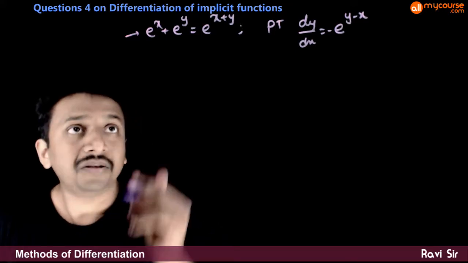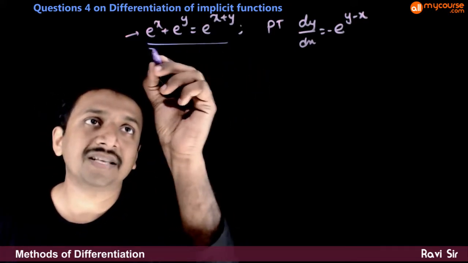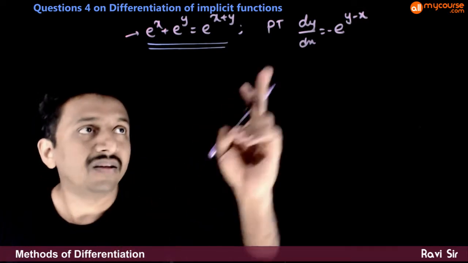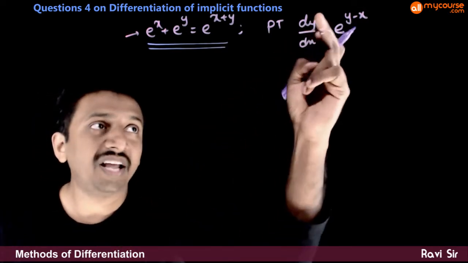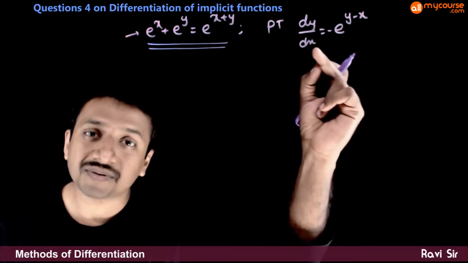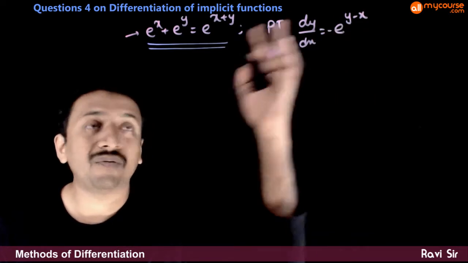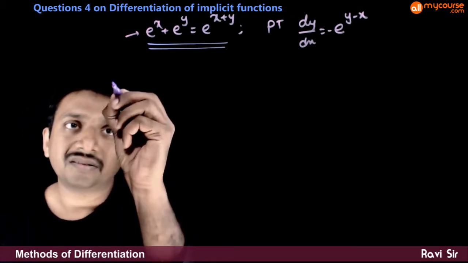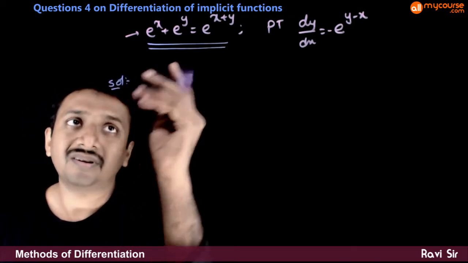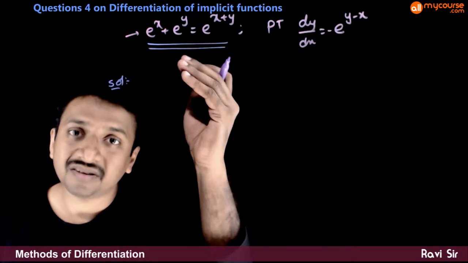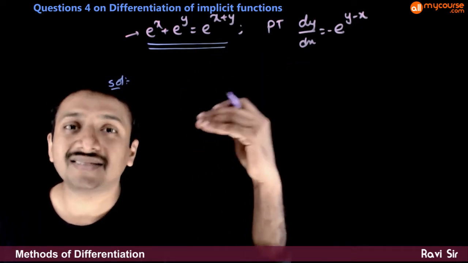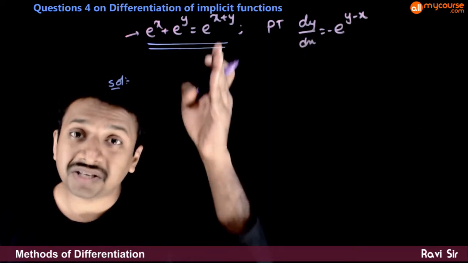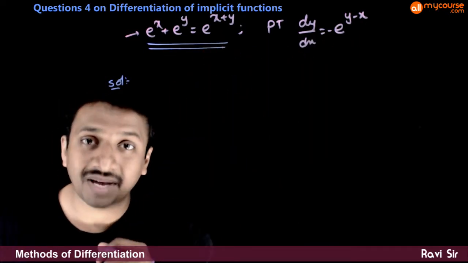In this question, you're given e^x + e^y = e^(x+y). You're asked to prove that dy/dx is of this form: minus e^(y-x). If you do the direct differentiation, you'll get dy/dx in some other form. So let us do this question directly and by some other method.